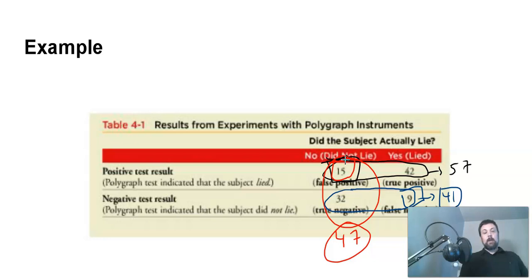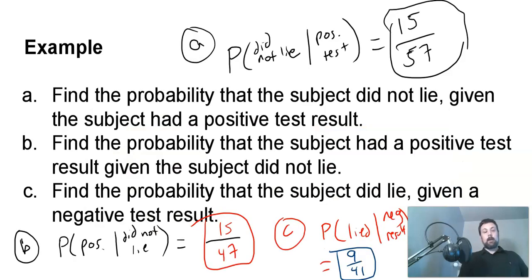So going back to the table, these are the people that did not lie during the study. There's 47 of them altogether. 15 of them got a positive test result. So 15 out of the 47 got a positive test result. So that's the probability of choosing somebody that got a positive result. There's 15 altogether in that group out of the 47 people that did not lie.